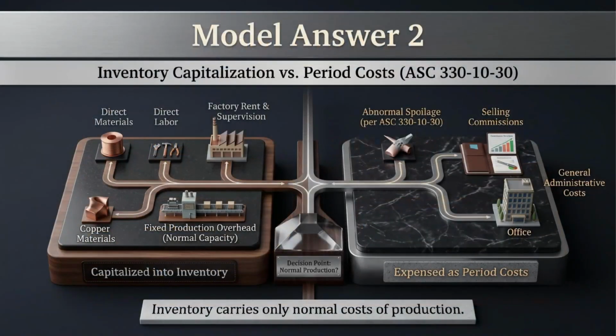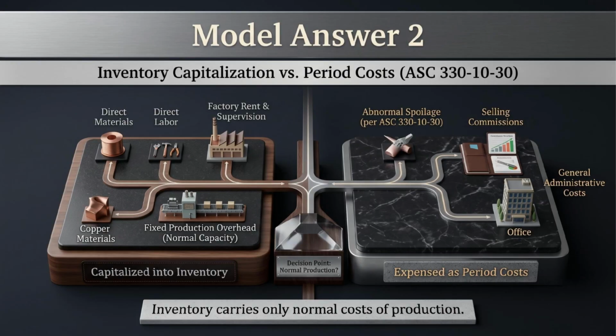A strong answer would say that inventory includes normal production costs only. Direct materials and direct labor are product costs and enter inventory. Factory rent and production supervision are production overhead and are also included, with fixed production overhead allocated using normal capacity. Abnormal spoilage is expensed as a period cost because it is not part of normal efficient production.